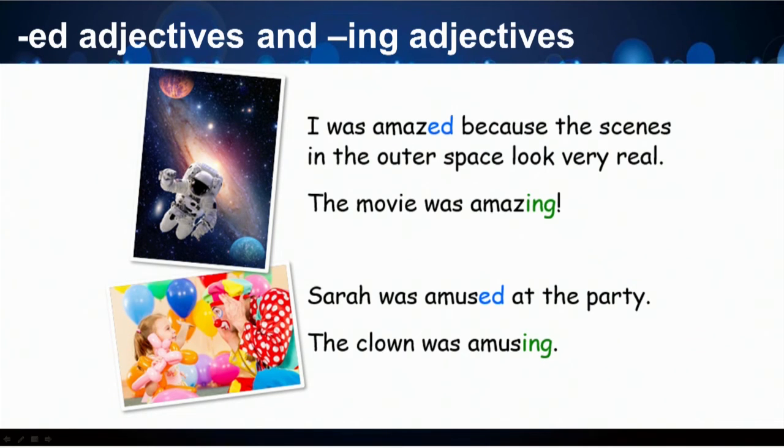The second example, Sarah was amused at the party. The clown was amusing. So amused described how Sarah felt, and amusing described how the clown made people feel.